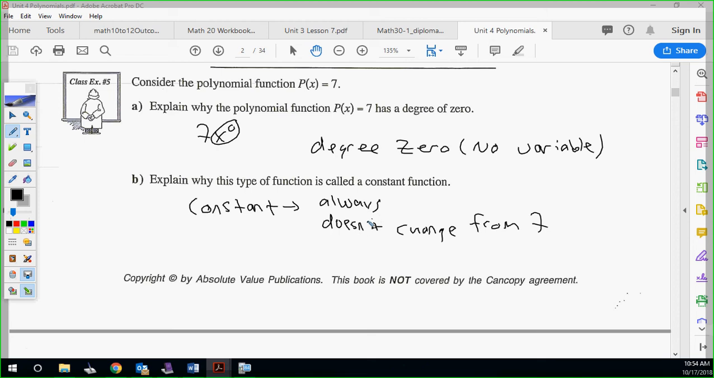Always doesn't change. Just like saying words that describe a constant. You can use your own words if you want. It's an always though. These are two terms that describe constant.